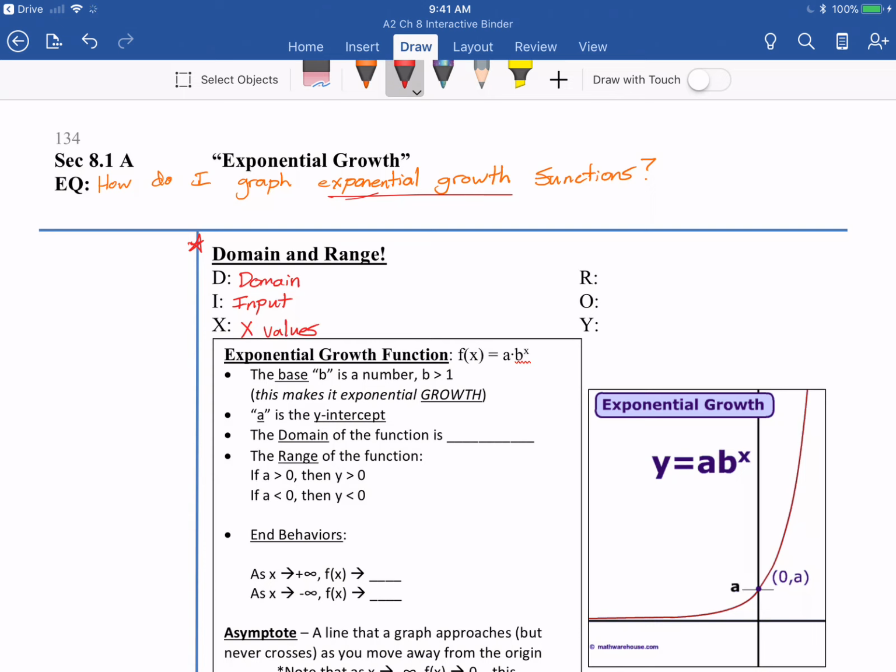And the range is really just the opposite. R obviously is the range. The O is the output values. Yes, you guessed it right. And the Y is the Y values. Alright, so that's going to help us when we look at here to describe these.